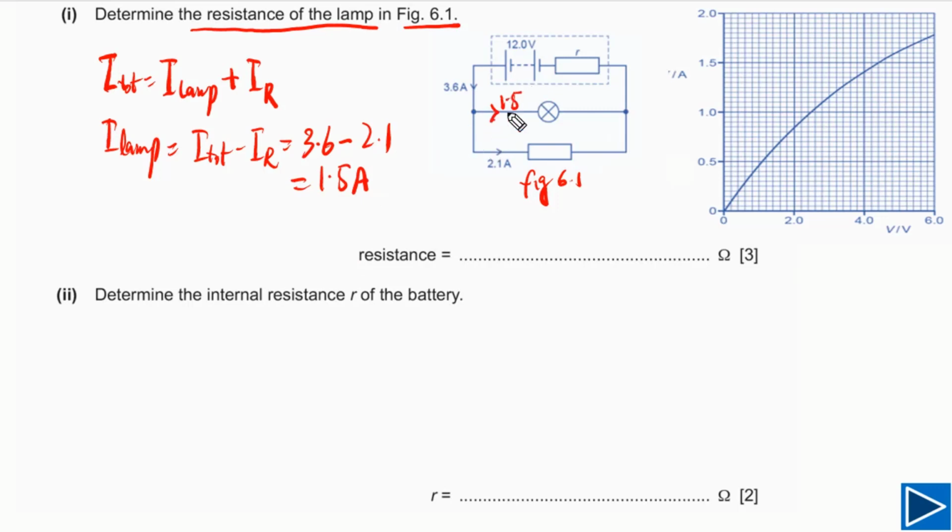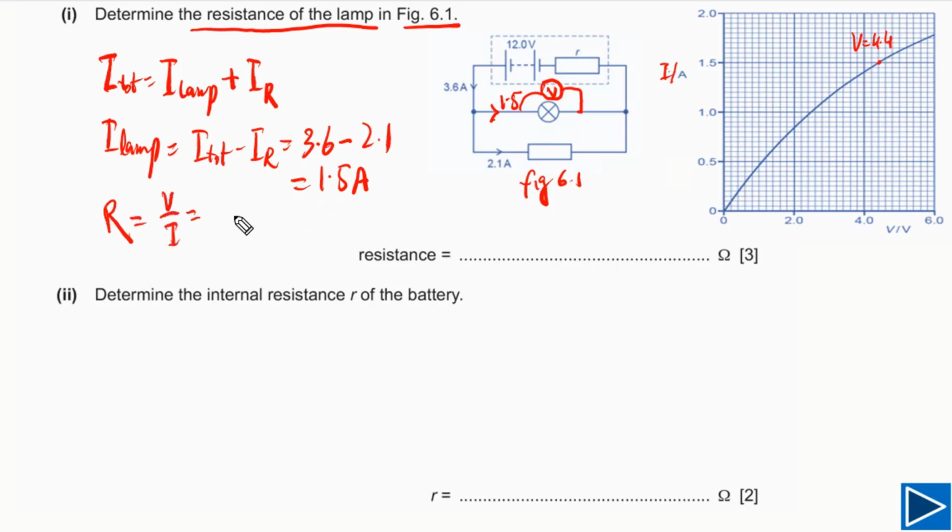Now the current passing through this lamp is given, so we can find out the voltage across this lamp. For the voltage we need to look at the IV characteristics curve. So this is I, and on the x-axis we have V. When the current is 1.5, you can look at this point, the value of V is 4.4. Now we have the potential difference across this lamp, and we have the current passing through this lamp.